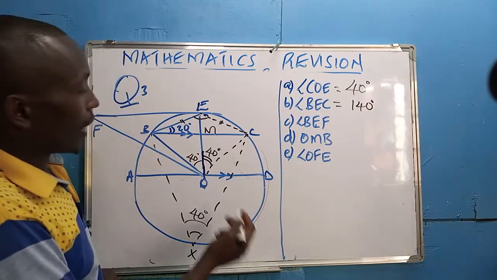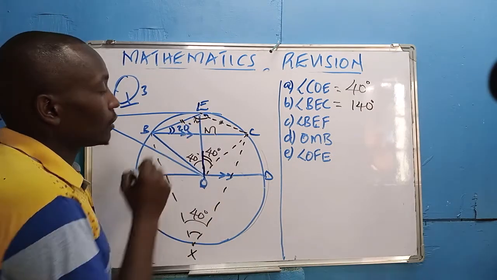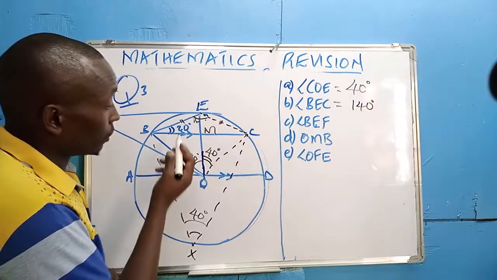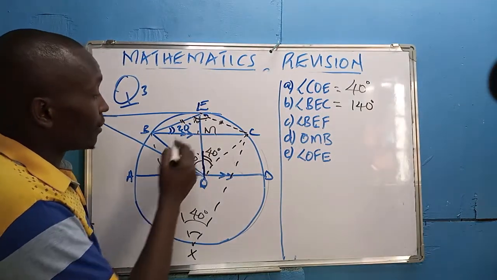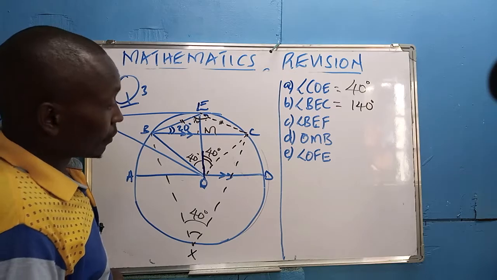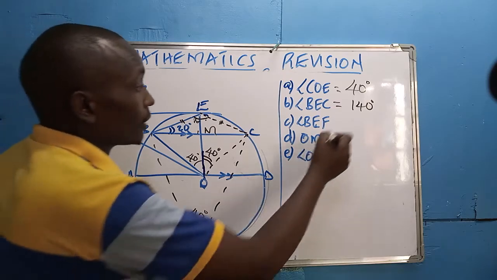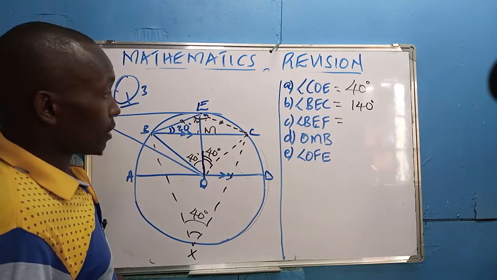Remember, it's the same as what we could have said. This is 70 and this is 70, because this is a 90 degrees here. So it could have been the same, 140. But whichever way you use, provided you support your answer. BEF.